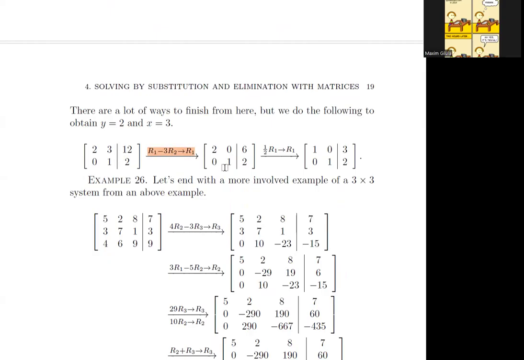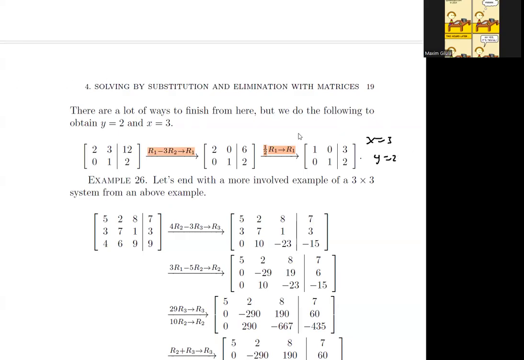into row 1. So the first entry doesn't change. The second entry becomes 0. And for the third entry, you get 12 minus 6, which is 6. Finally, you could replace row 1 with 1/2 row 1 to get 1, 0, 3. So this tells us x is 3. And we're done. So we can completely translate back to x equals 3, y equals 2 from here.